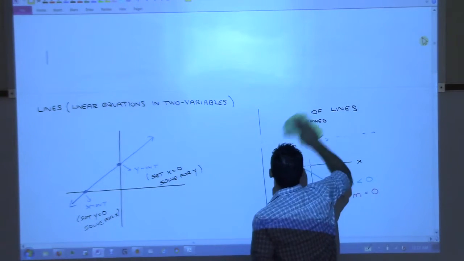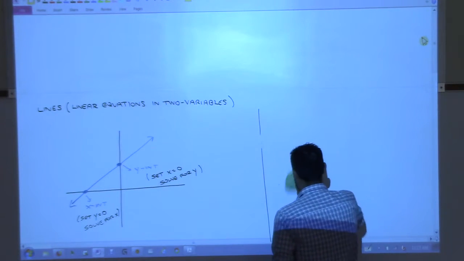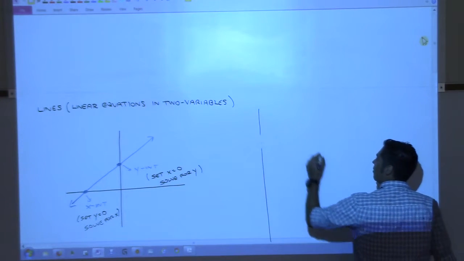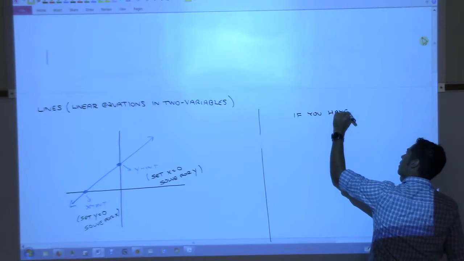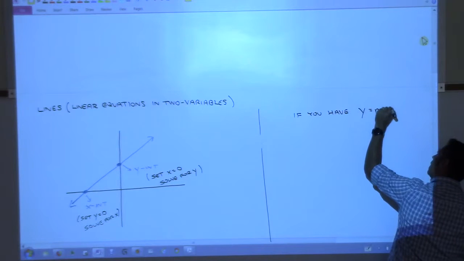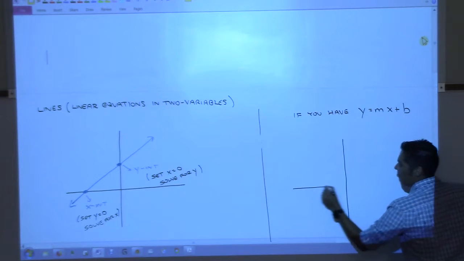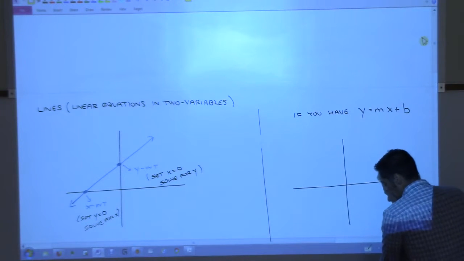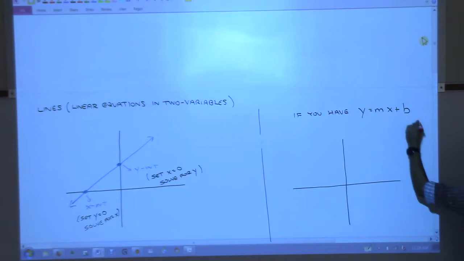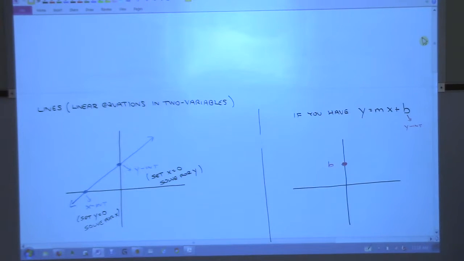Now the other thing we did last class was that we graphed lines using the other form. That was the slope-intercept form. So if you have y equals mx plus b, then we can graph the line by first doing what? What do we do to start? You graph b. B is the y-intercept, always. So let's say b was here. You would put a dot here, wouldn't you? And then what do you do from there?